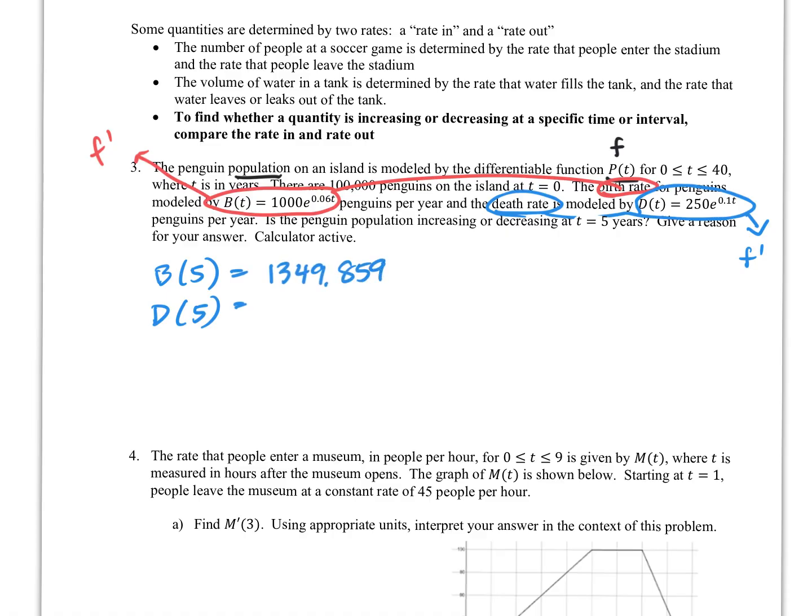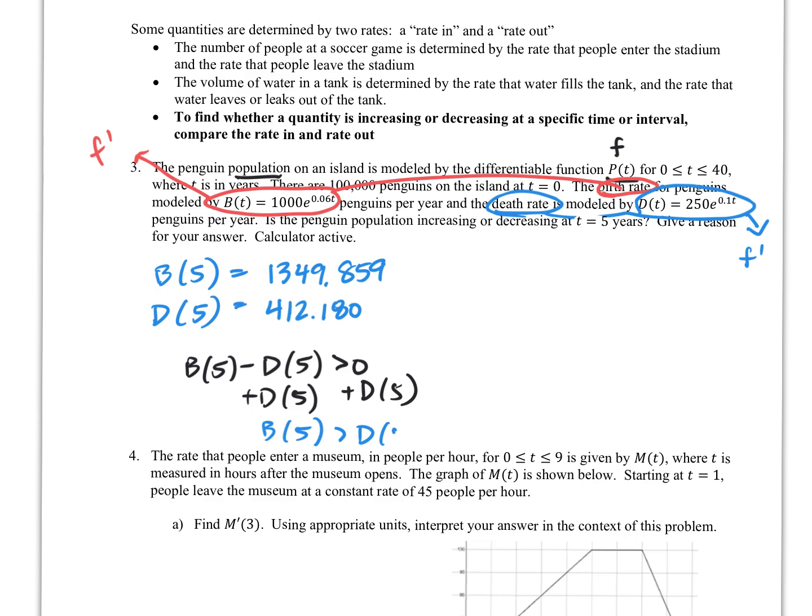1349.859. Good job giving 3 decimals. Death rate. So, some of you were like, subtract. You could subtract. Do we have to? It says, is the penguin population increasing or decreasing? You're saying increasing because the birth rate is bigger than the death rate, right? So, check this out. You don't have to write this down. But to your point, if I did B of 5 minus D of 5, do you agree that that's going to be greater than 0? Could I add D of 5 to both sides to say the birth rate at 5 is greater than the death rate at 5?